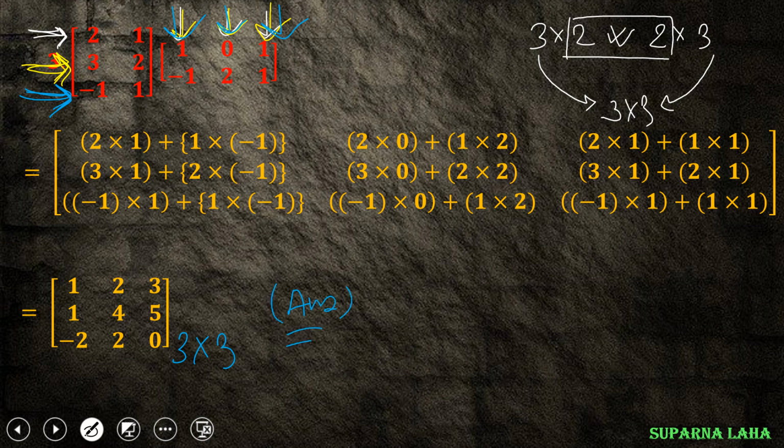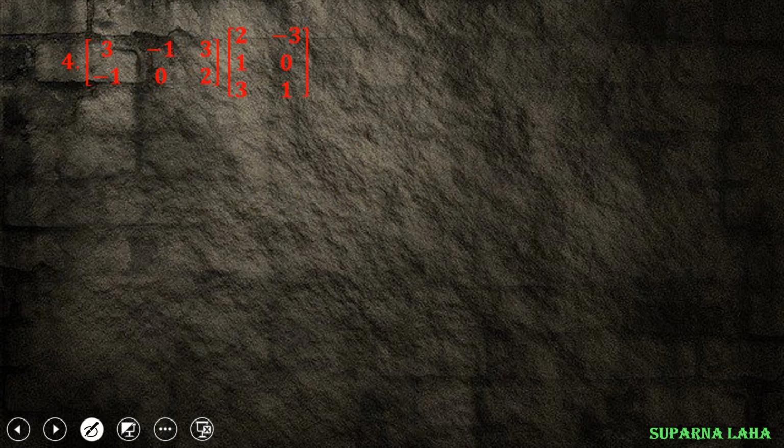Okay, so let's move to the fourth one. The first one is given as a 2 by 3 matrix and the second one is given as a 3 by 2 matrix. Since these two values are equal, multiplication is possible. If multiplication is possible, we will get another matrix whose order is 2 cross 2, or 2 by 2.